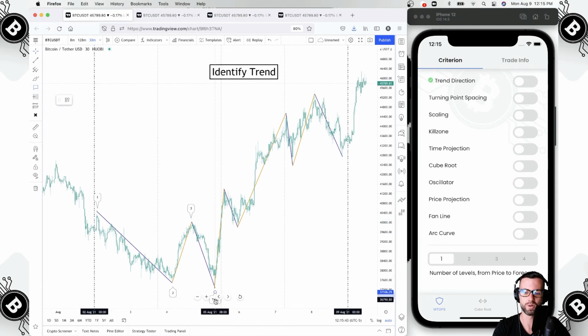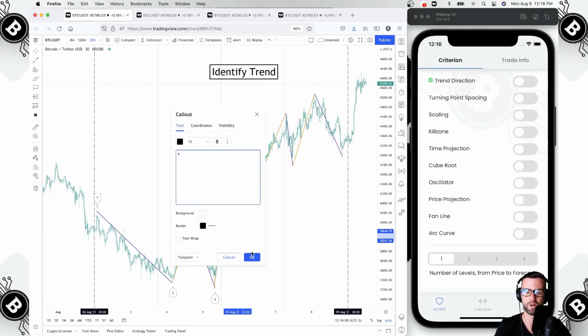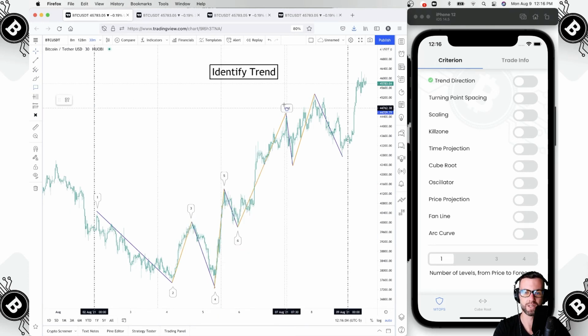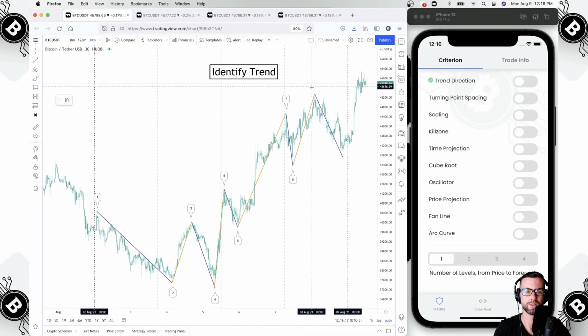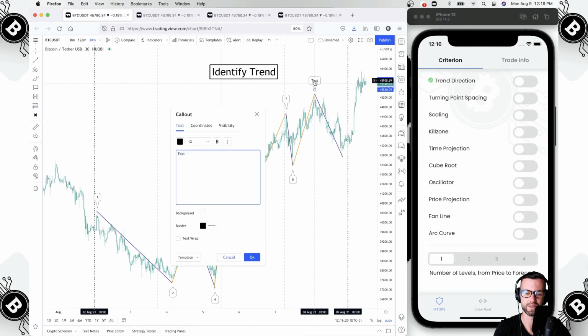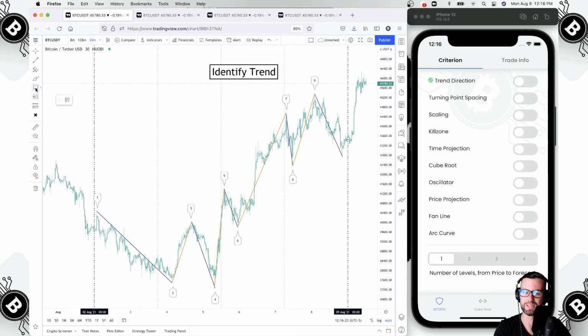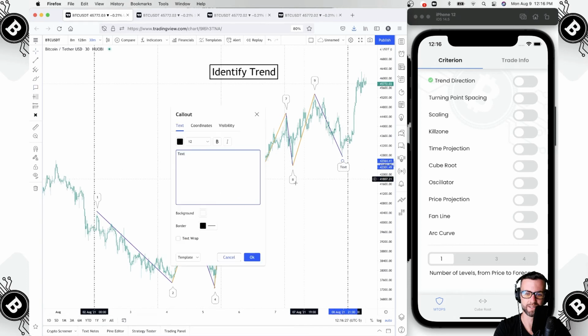Turning point 4, it's the next low. Turning point 5, the next high. Turning point 6, the next low. Turning point 7, the next high. Turning point 8, the next low. Turning point 9, the next high. Turning point 10, the final low of that cycle.